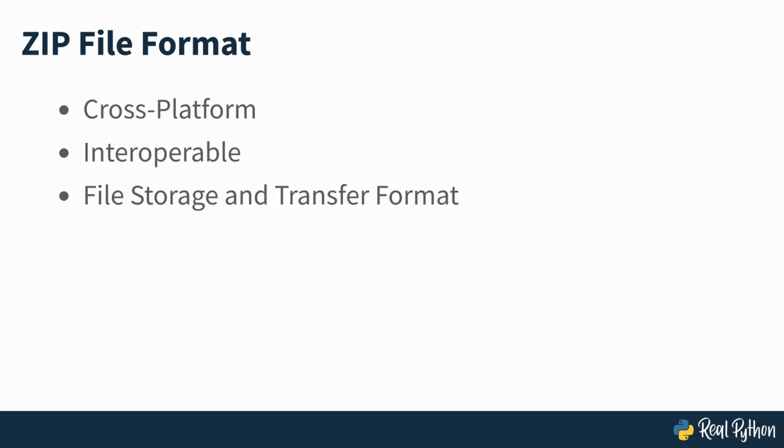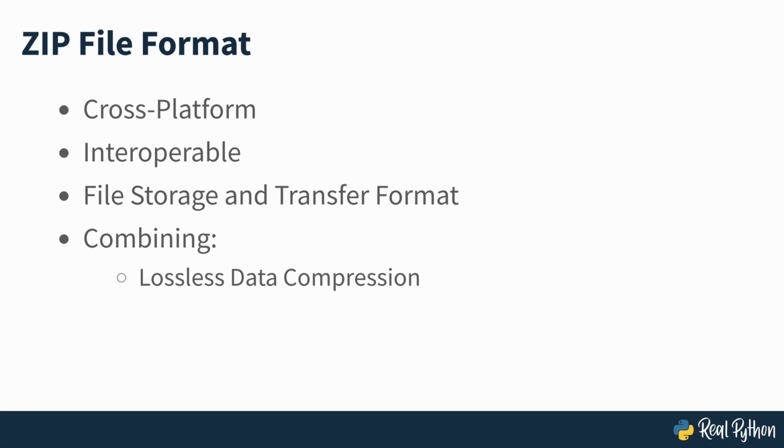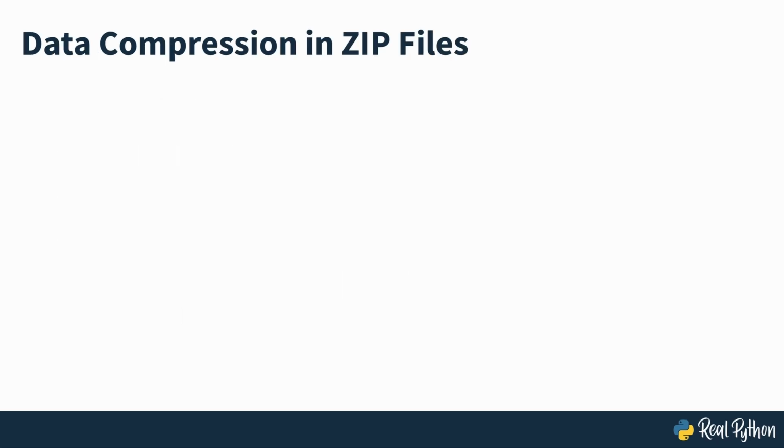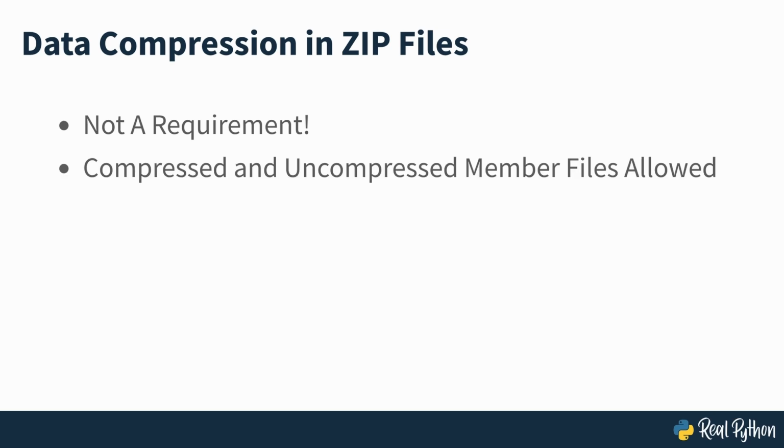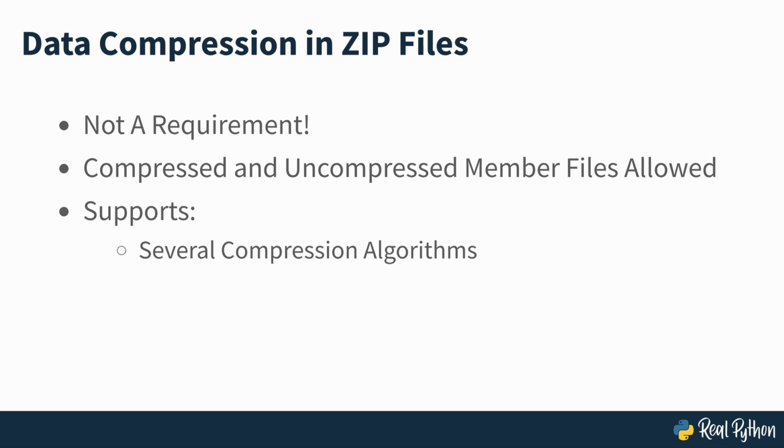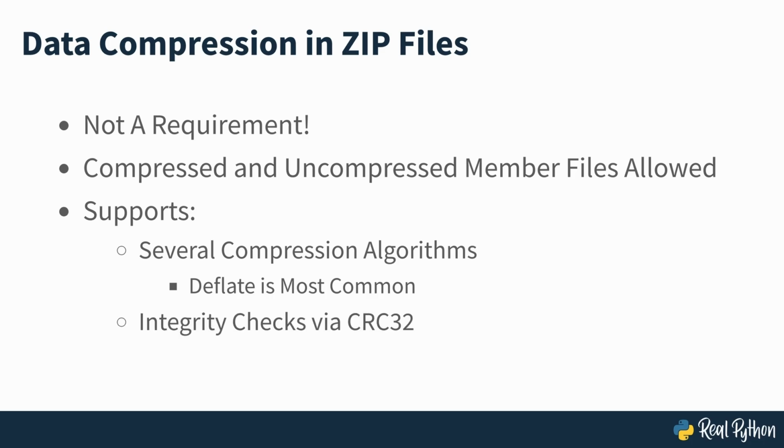The zip file format is a cross-platform interoperable file storage and transfer format. It combines lossless data compression, file management, and data encryption. Data compression isn't a requirement for an archive to be considered a zip file, so you can have compressed or uncompressed member files in your zip archives. The zip file format supports several compression algorithms, although deflate is the most common. The format also supports integrity checks with CRC32.